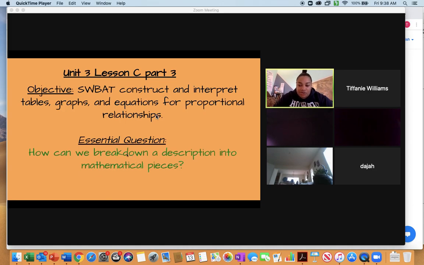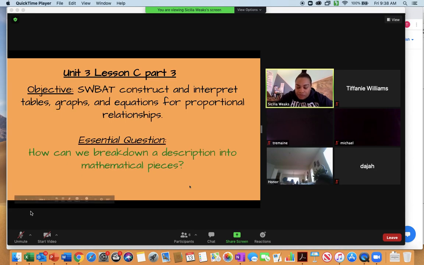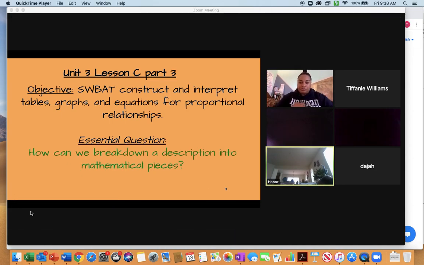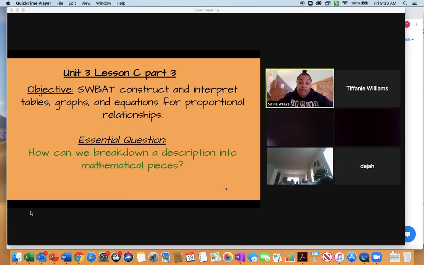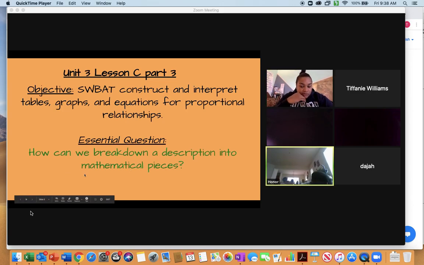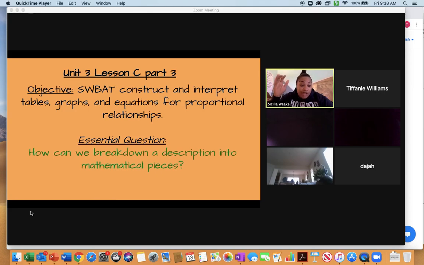Demaye, what is your answer? Kind of slope, it is how we solve it. Okay, great. We definitely need to know all those things. Can you read this question in green for me? Sure. How can we break down a description into mathematical pieces? Absolutely. And Demaye, you actually already answered that because you said we need to know what the slope is. We need to know how to solve the slope and even find the slope. So great job with using your vocabulary.